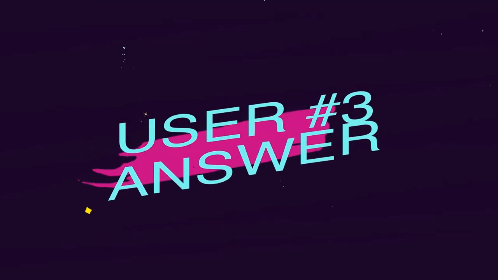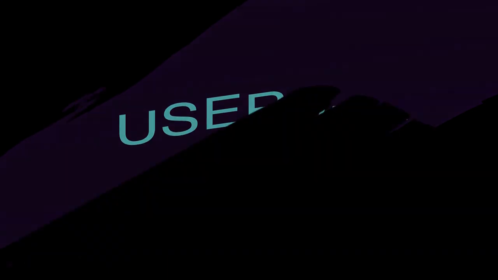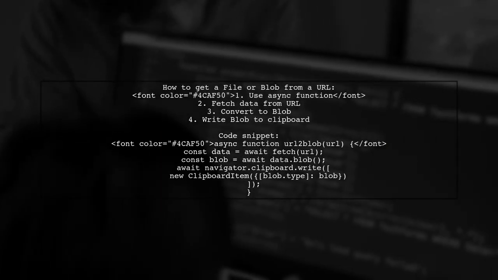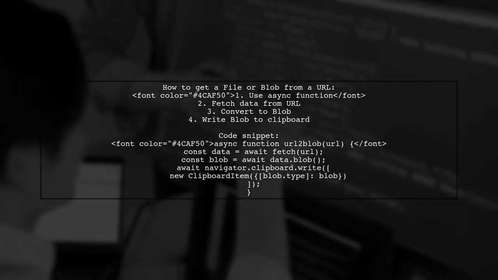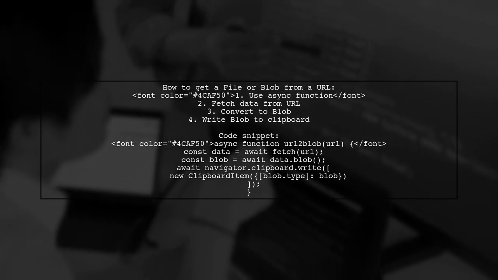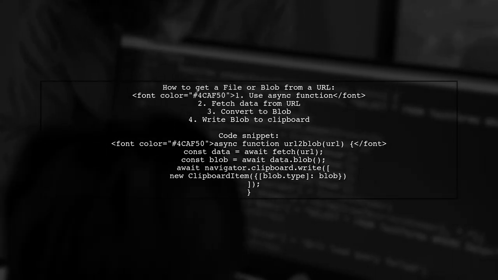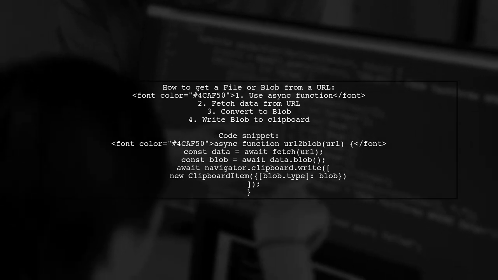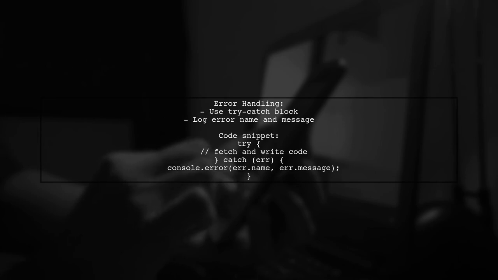Let's now look at another user-suggested answer. To get a file or blob from a URL in JavaScript, you can use an asynchronous function. First, fetch the data from the URL, then convert it to a blob. Finally, you can write this blob to the clipboard. Make sure to handle errors properly. If something goes wrong during the fetch or clipboard write, log the error message.